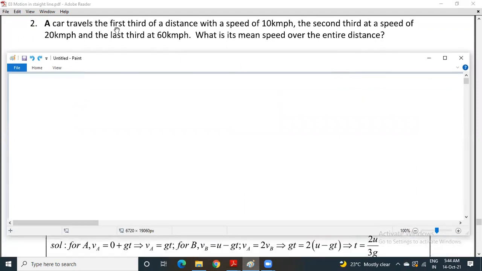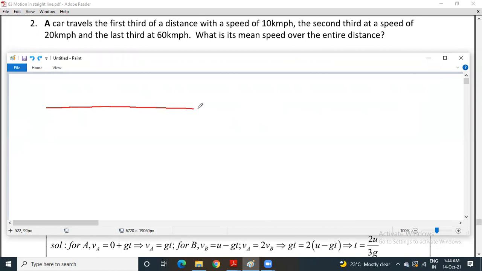Let us read the question. A car travels the first third of a distance with the speed of 10 km per hour, the second third at a speed of 20 km per hour, and the last third at 60 km per hour. What is its mean speed over the entire distance? From the question you can understand that the total distance is equally divided into three parts. Now let us draw the diagram based on the given question.